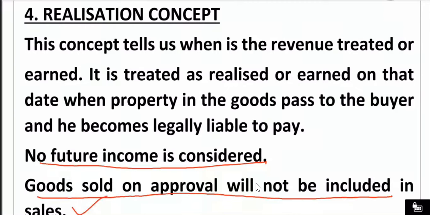It means you have just approval. Let us say your customer is coming and you are telling he will purchase something in future. So just he had told he will purchase, but he has not actually purchased. So that will not be recorded in the books of account. So this is the meaning of actual realization.